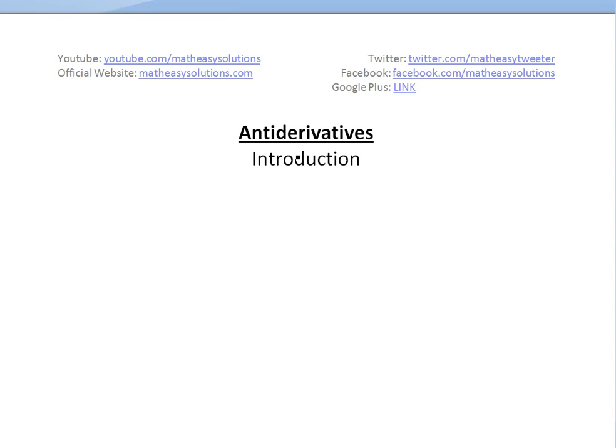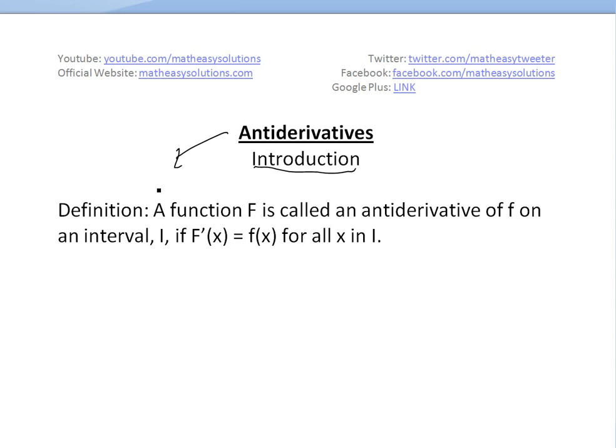So we're going to discuss antiderivatives, basically do an introduction to it. These are just integrals, but I'm using the name antiderivative just until I get into integrals in my later videos. I'll explain why later. But basically, let's just look at the definition here.